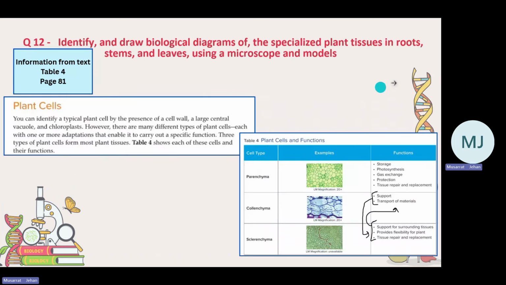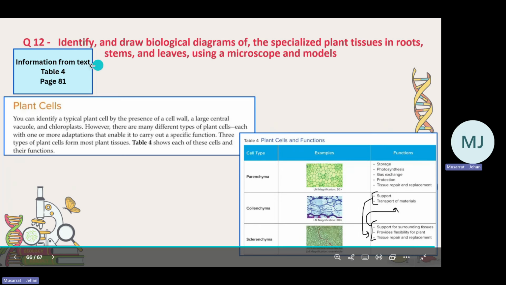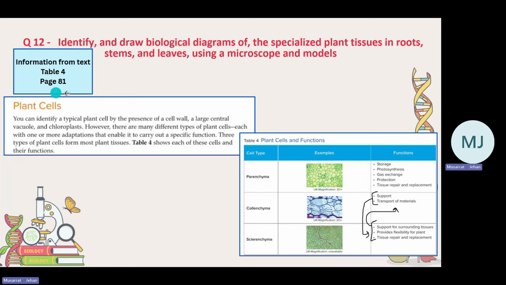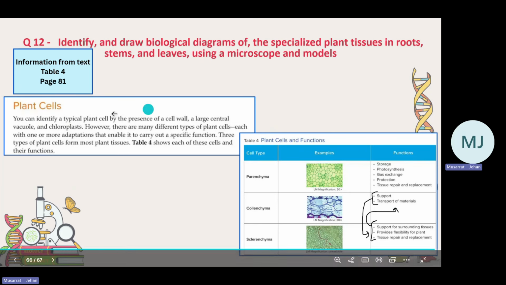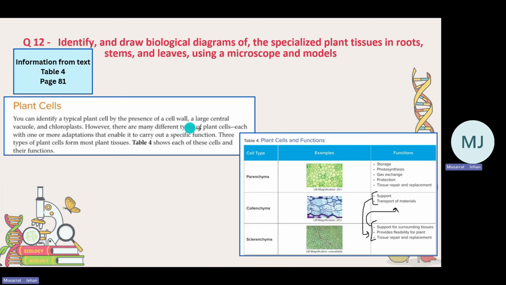Then we come to the next lesson, which is about plants. Table 4, page 81. Plant cells are identified by the presence of a cell wall, a large central vacuole and chloroplasts. You know that plant cells have these things. There are many different types of plant cells which carry on different types of adaptation, and then they join together to make different types of tissues in a plant. Three types of plant cells form different plant tissues.